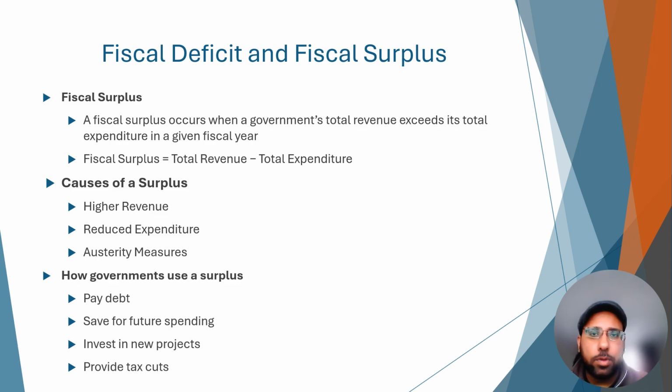HS2, for example. HS2 will not extend as far as it was initially designed to do, so that will save the government a little bit of money. The government can choose to opt for austerity measures.